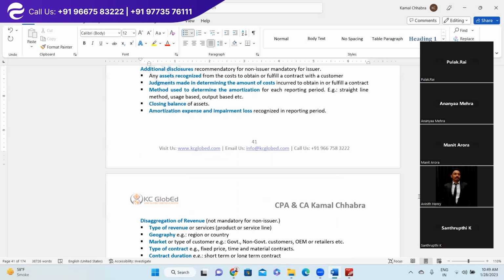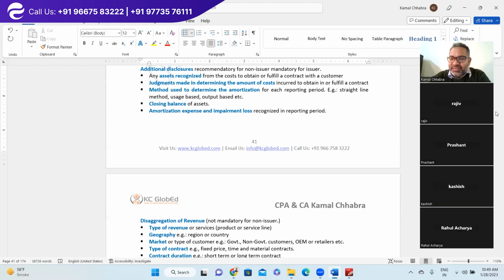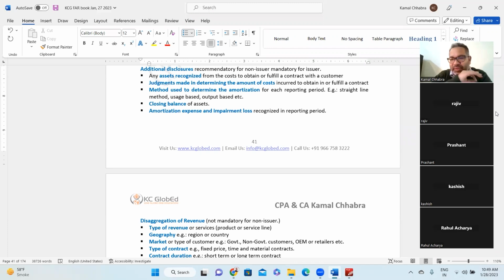What is contract asset? Do you guys remember? Pulak, Ananya, Avneet, Rajiv sir, Prashant, Kashish, Rahul. Do you remember what the contract cost is which we discussed? What all comes in the contract? What is contract cost basically? It is a very basic question. Rahul, do you remember? You're not going through the notes. You said you've gone through the notes. It is very clearly mentioned in your notes. Prashant, do you remember what is contract asset? No, sir.